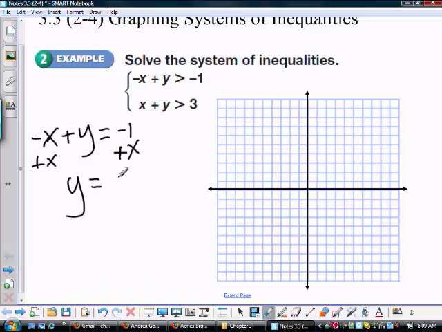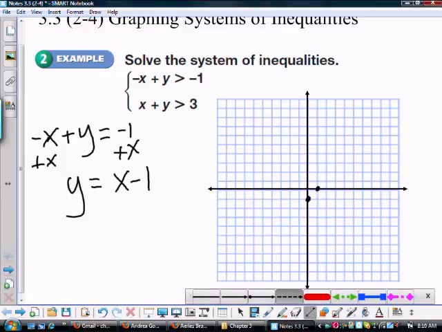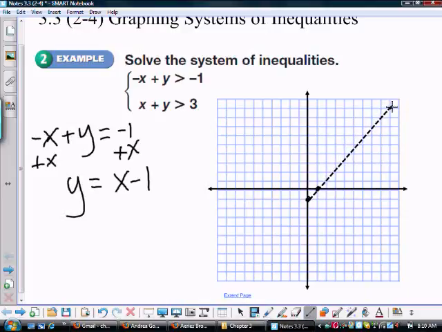And that's y is equal to x minus 1. Okay, I have a slope of 1 and a y-intercept of negative 1. So I'll graph the negative 1 and then I'll go up 1, right 1, and put a dot. And then I need to make a line, and that line is dashed because I don't have an equals under there. Can I get that pretty? That looks pretty good.